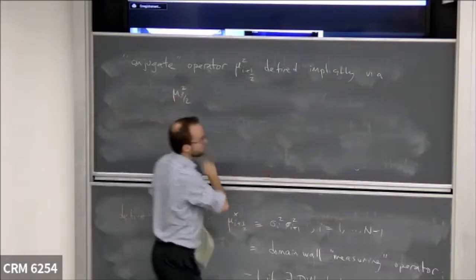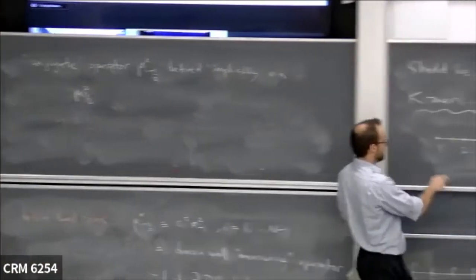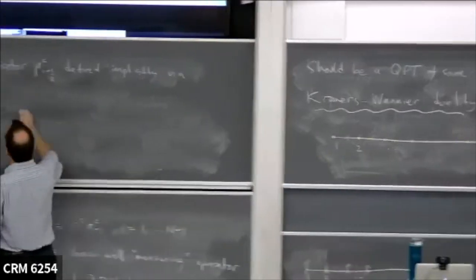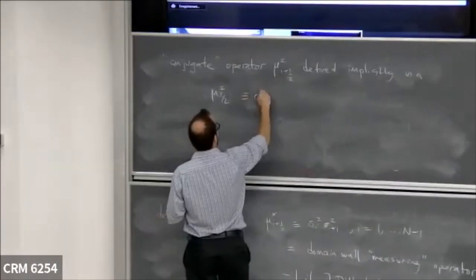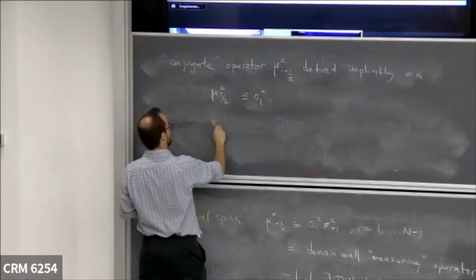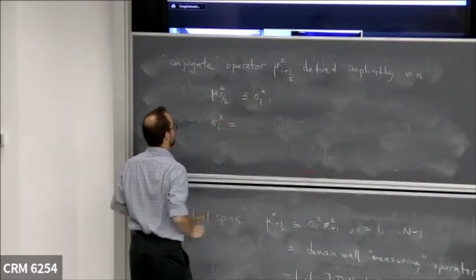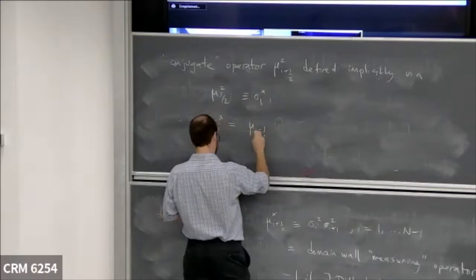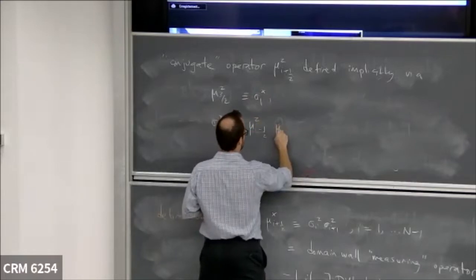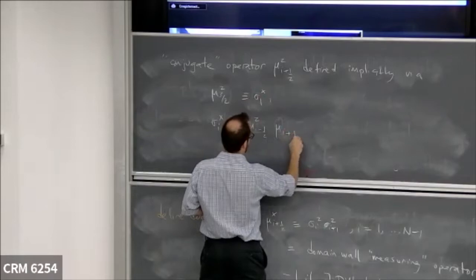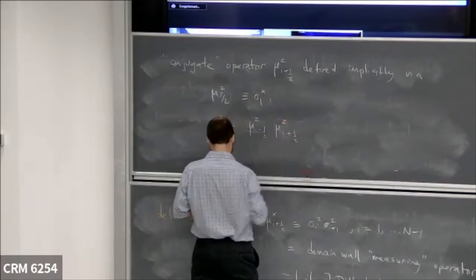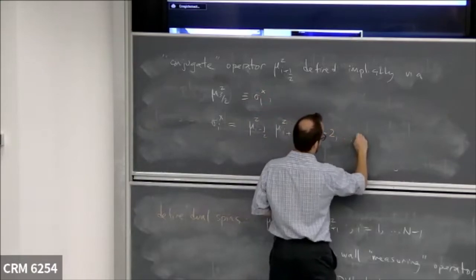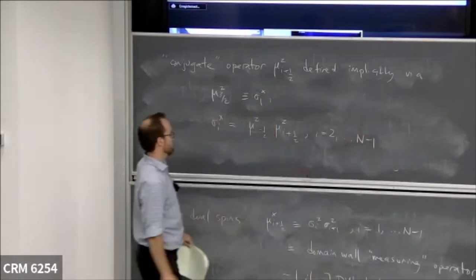the first z dual spin, the one right here, explicitly as sigma 1x, and then for all the other ones, I'll define them implicitly via this equation. Sigma ix is the product of the mu's, mu I plus 1/2 times mu I minus 1/2, for I goes from 2 to n-1.